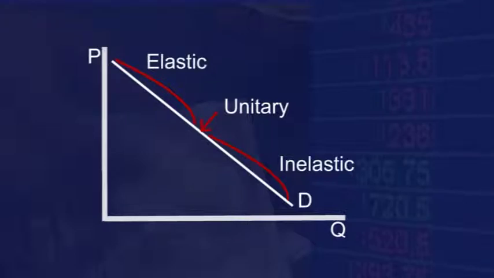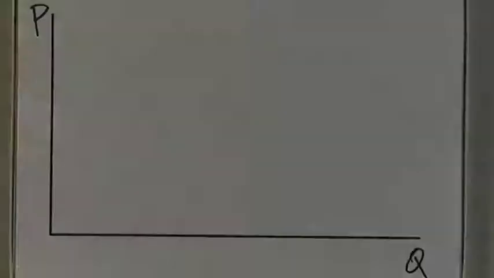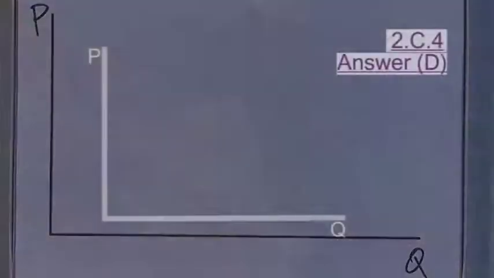So as we move along the demand curve, if it's got a constant slope, we find that as we move down the curve, demand becomes more inelastic. It's at higher prices where demand is elastic. The answer to this one is D.